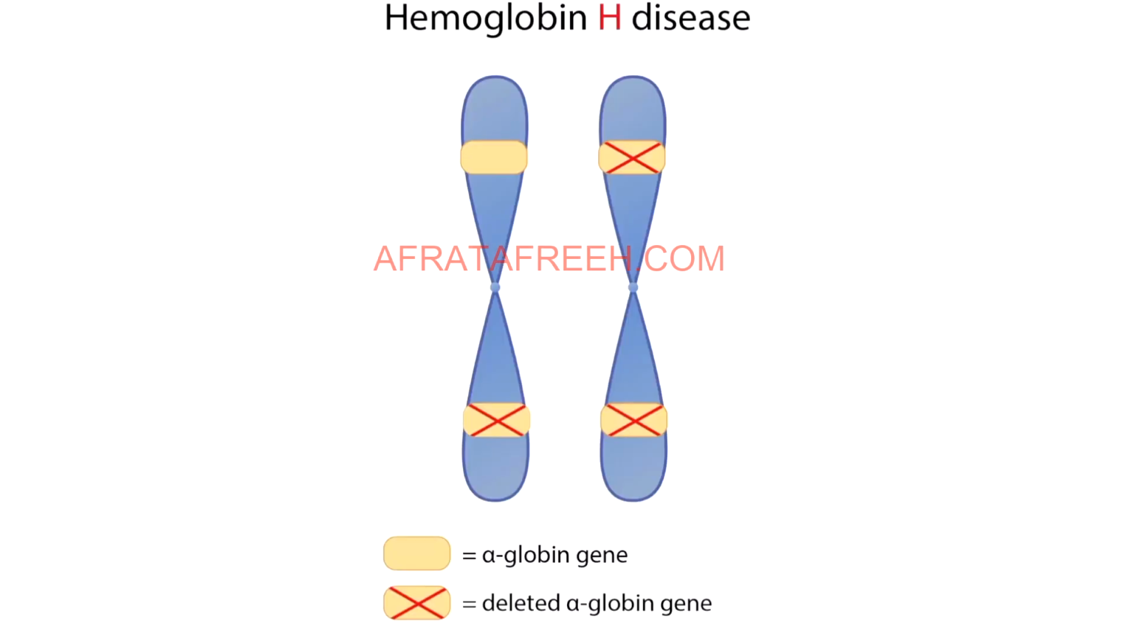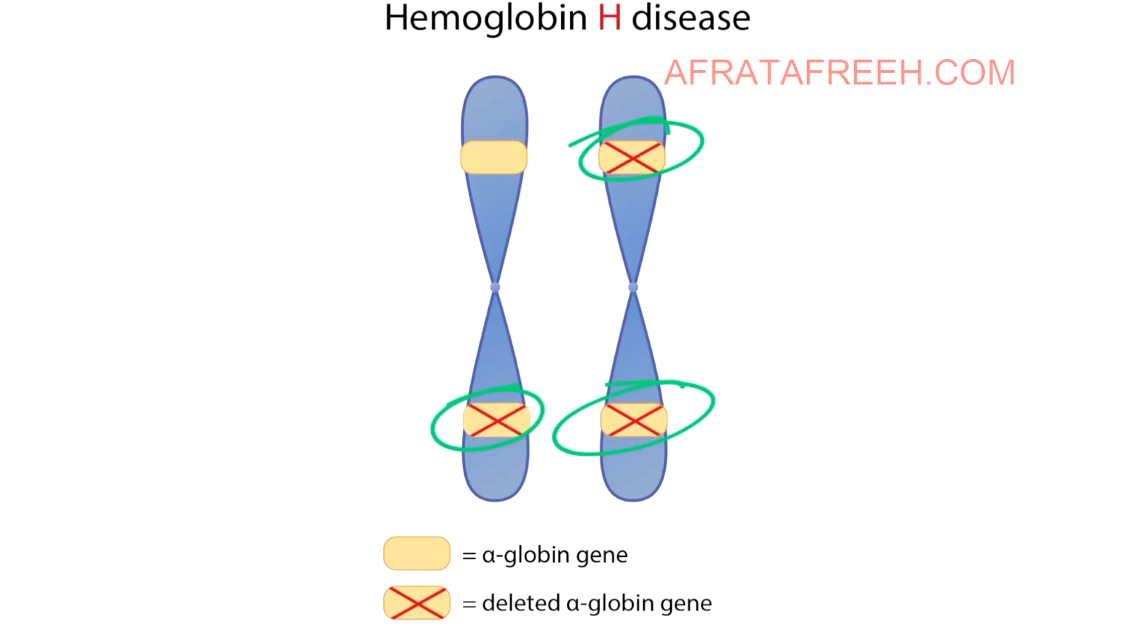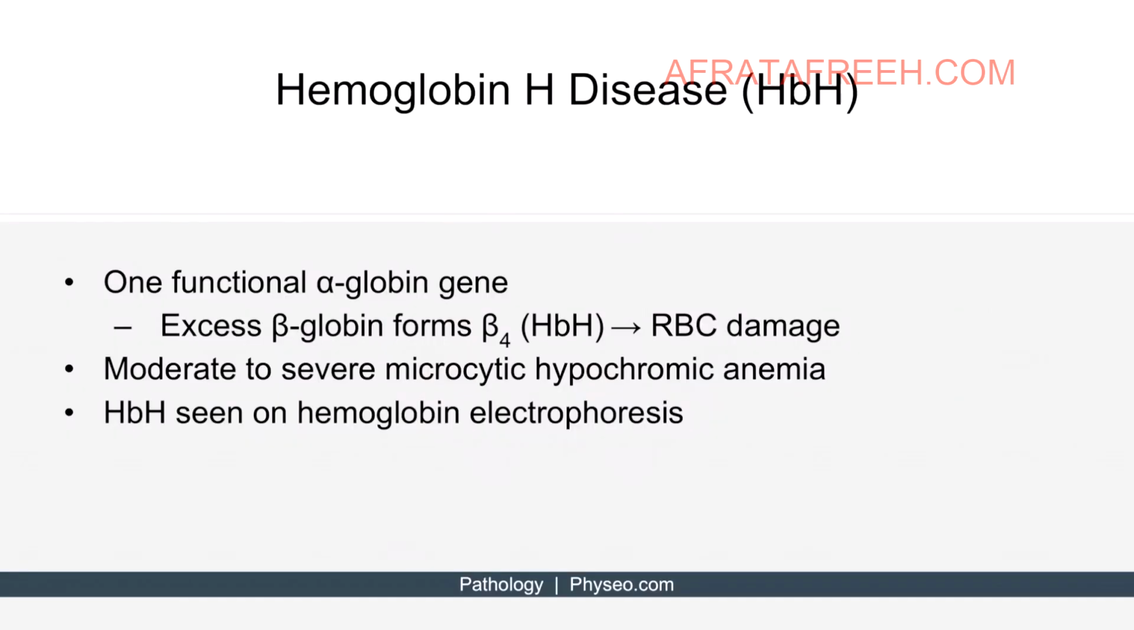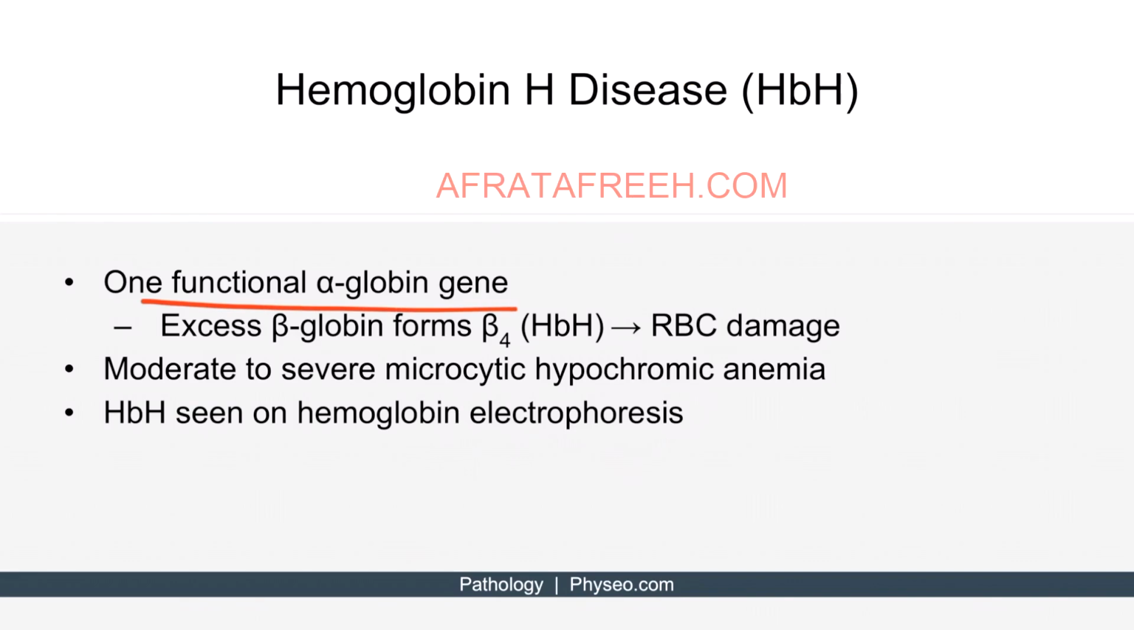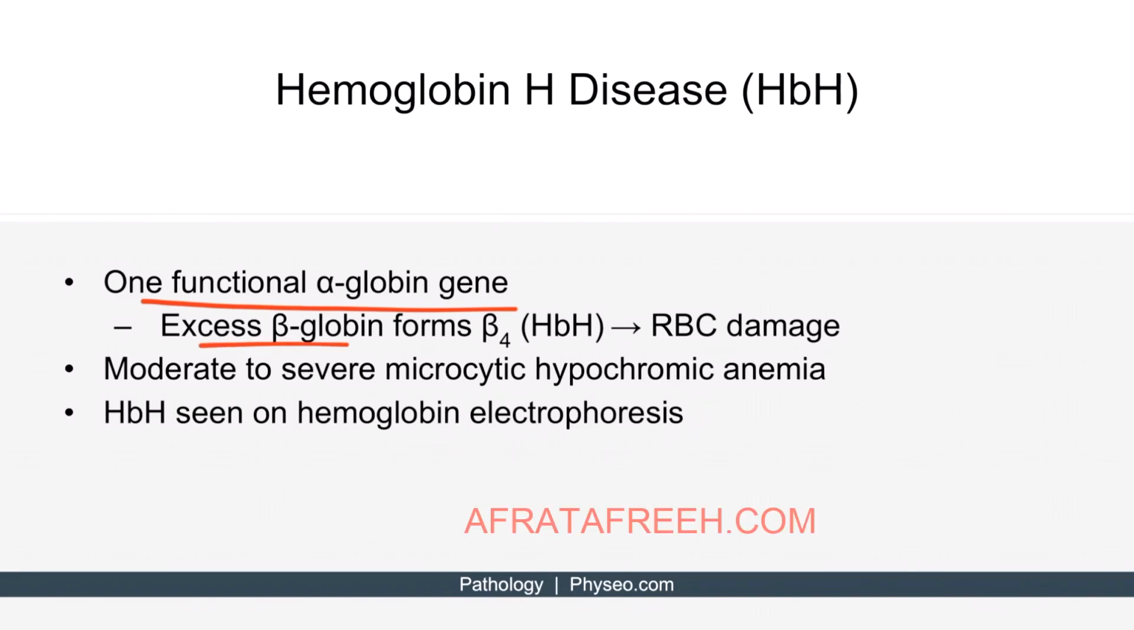In HbH disease, there are 3 alpha globin genes that are deleted. This means there's only 1 functional alpha gene that remains. In adults, the one functional alpha-globin gene cannot produce enough alpha-globin to bind all the beta-globin available. This leaves an excess of beta-globin chains that are not able to bind to alpha chains. This excess beta-globin forms tetramers of beta-globin, known as beta-4 or HbH, which causes RBC damage.